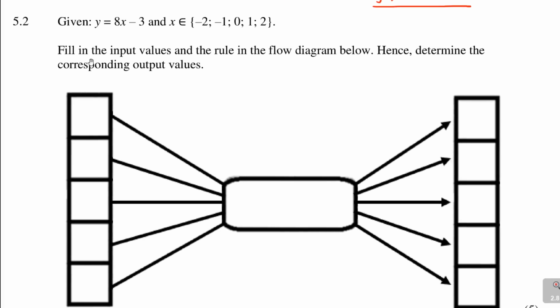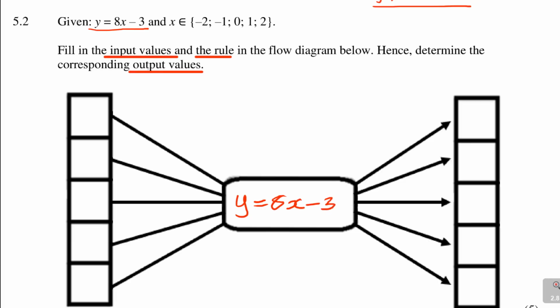Alright, 5.2. Given y is equal to 8x minus 3 and x is an element of minus 2, minus 1, 0, 1, 2. Fill in the input values, there it is, input values, and the rule in the flow diagram. So we need input values, we need the rule in the flow diagram. Hence determine the corresponding output values. So 3 things. So we know already the rule. They gave us the rule here to say y is equal to 8x minus 3. This is the rule that you put there.